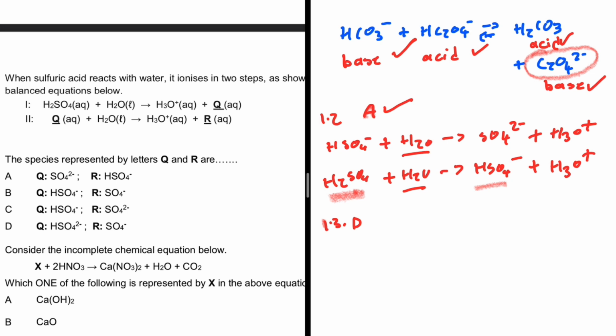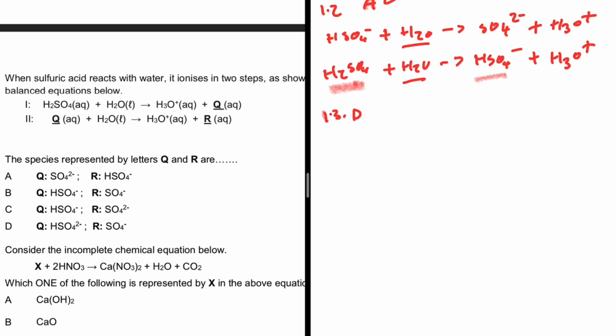So right, back to the question. 2 steps in which sulfuric acid ionizes. And then what is the question saying? The species are represented by letters Q and R. Okay, let's take a look. So reaction 1, we have H2SO4 plus H2O to give us H3O+ and what we are referring to as Q.